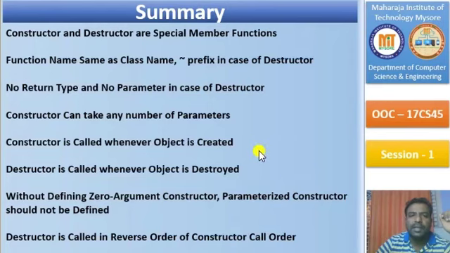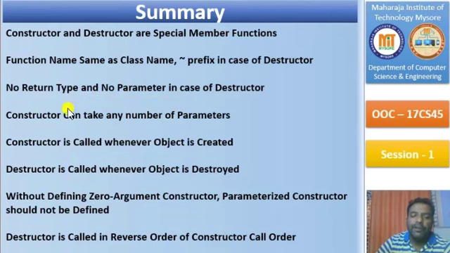Let me summarize this. The constructor and destructor are special member functions. The function name is the same as the class name for the constructor, but in the case of the destructor, you just need to prefix it with a tilde character. There is no return type for both the constructor and destructor, but in case of the destructor, there is no parameter either, whereas the constructor can take any number of parameters.